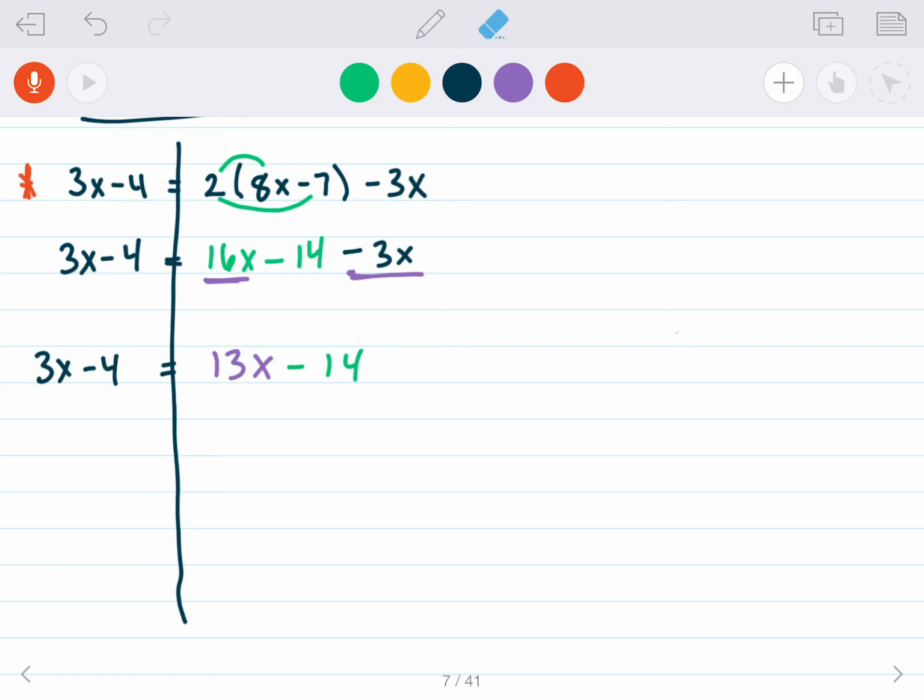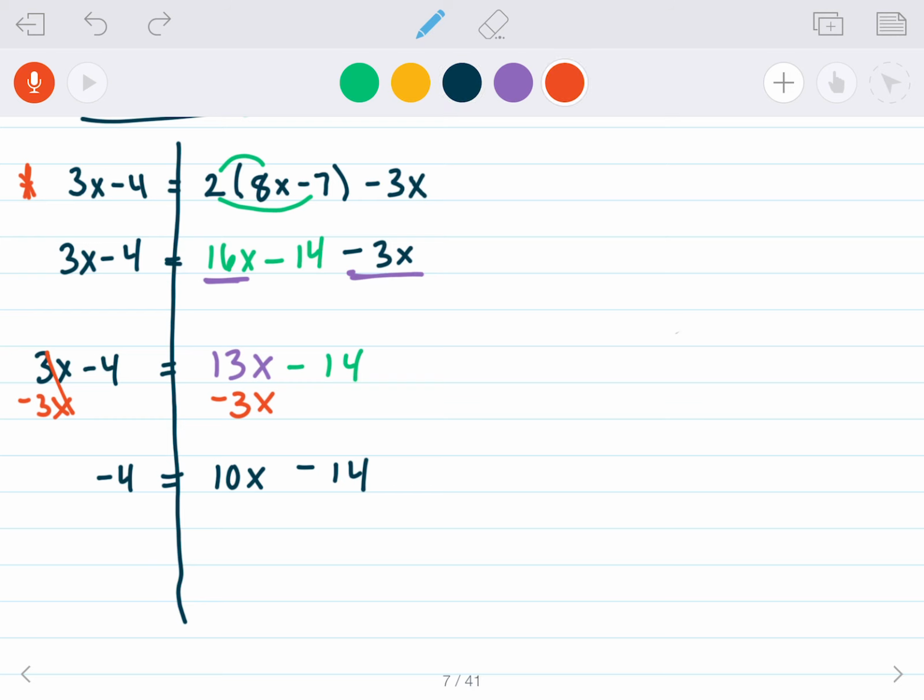Okay, so that's where I'm at. Now, step 3 says move your x's to one side, move your other number terms to the other side. So I'm going to start by subtracting 3x from both sides to move the x's to the right side. And I get negative 4 is equal to 13 minus 3 gives me 10x minus 14. So I just moved this guy by getting rid of it, by subtracting it from both sides.